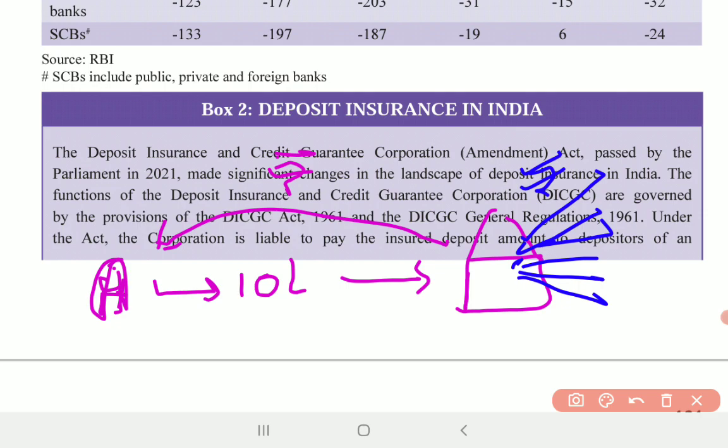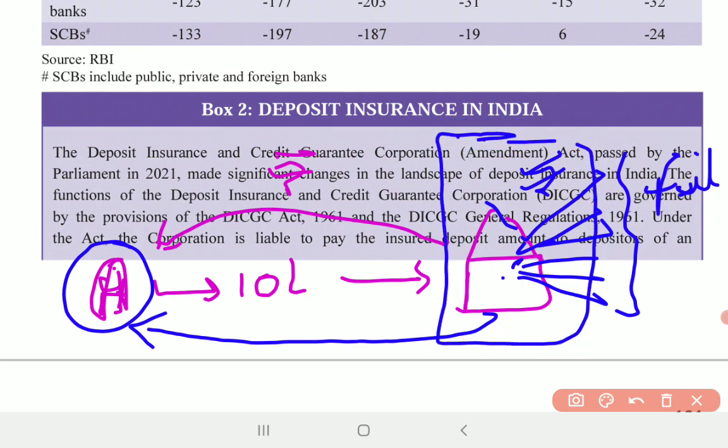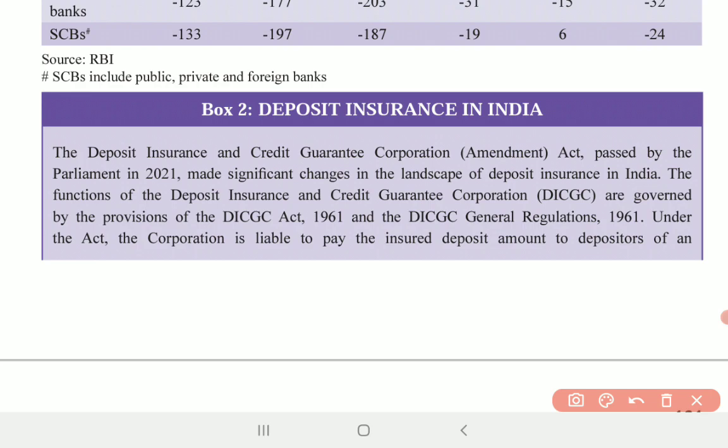So if these customers fail to pay the loan amount to the bank, then the bank cannot repay A whenever A requires. This situation is called a failure of bank. So when a bank fails, it cannot return the amount to its depositors.